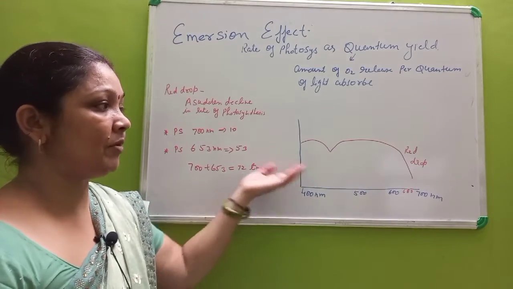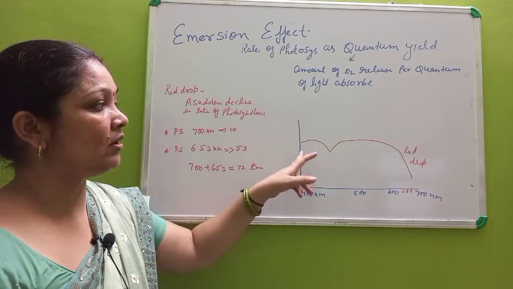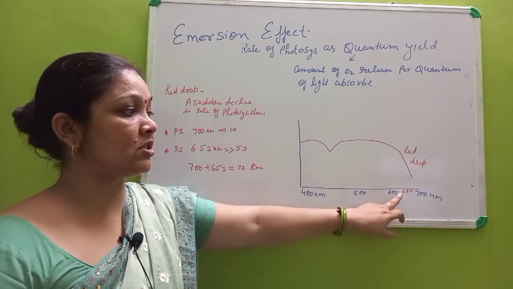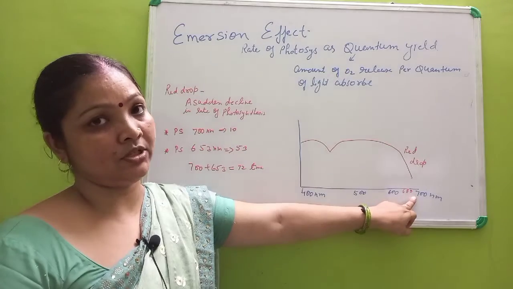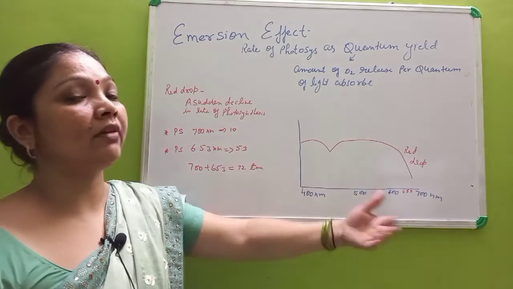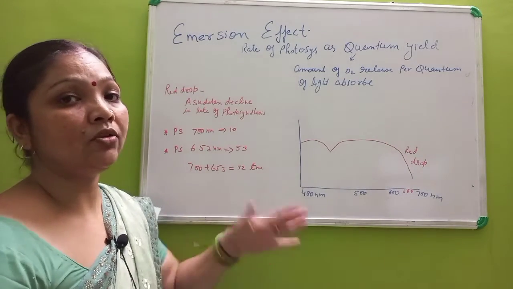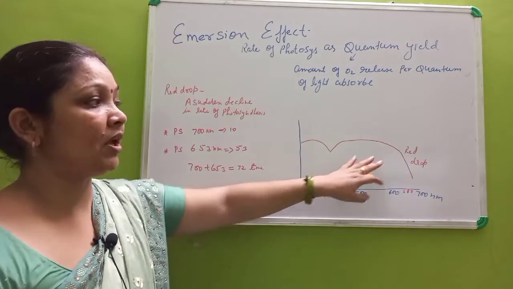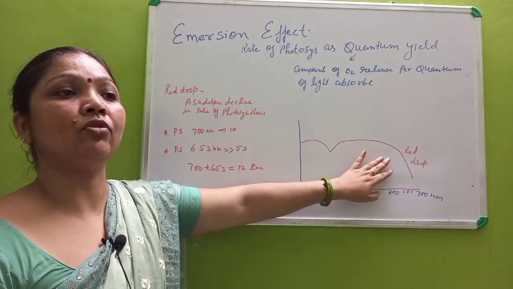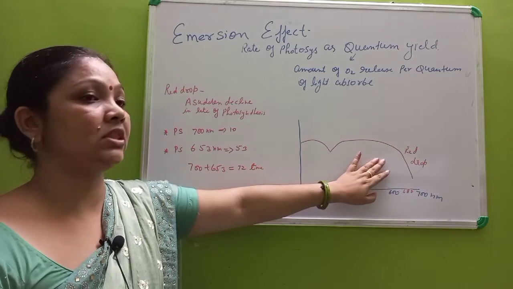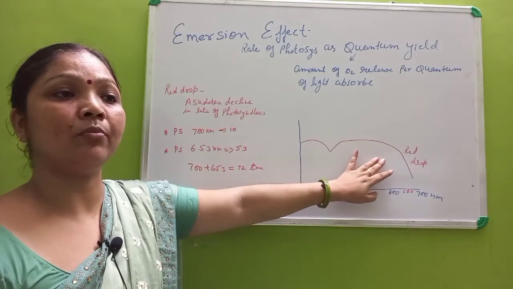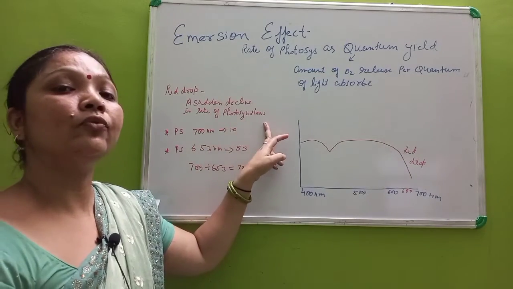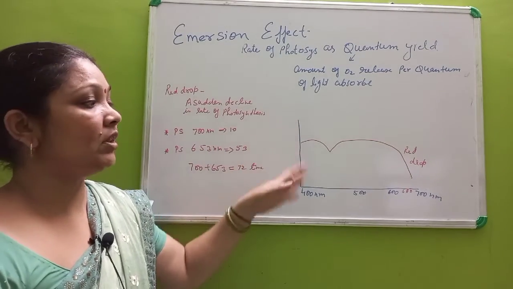drew a graph of the Emerson effect, and they saw that there was a sudden drop in the rate of photosynthesis after 680 nanometer. It means after red light there is a sudden drop in the rate of photosynthesis. So this phenomenon is known as the red drop of photosynthesis. That is a sudden decline in the rate of photosynthesis.